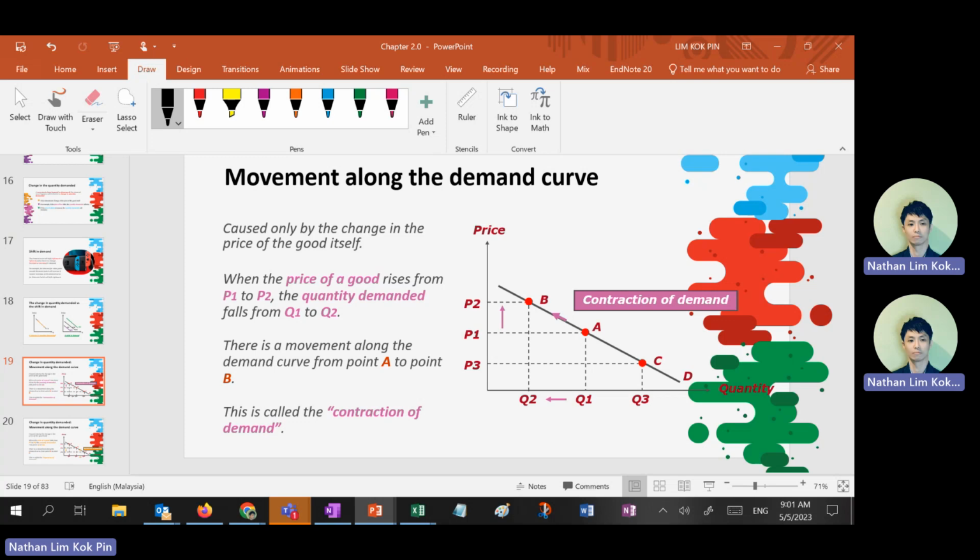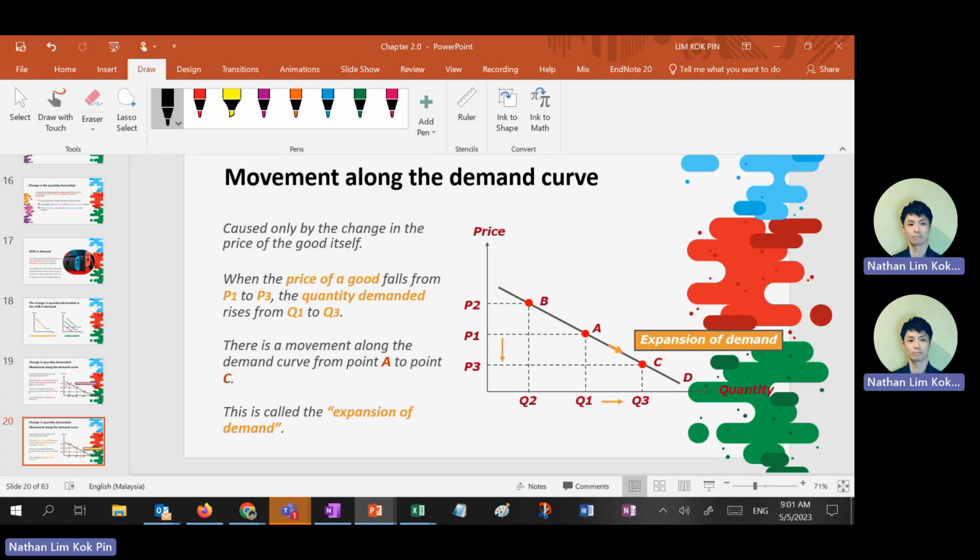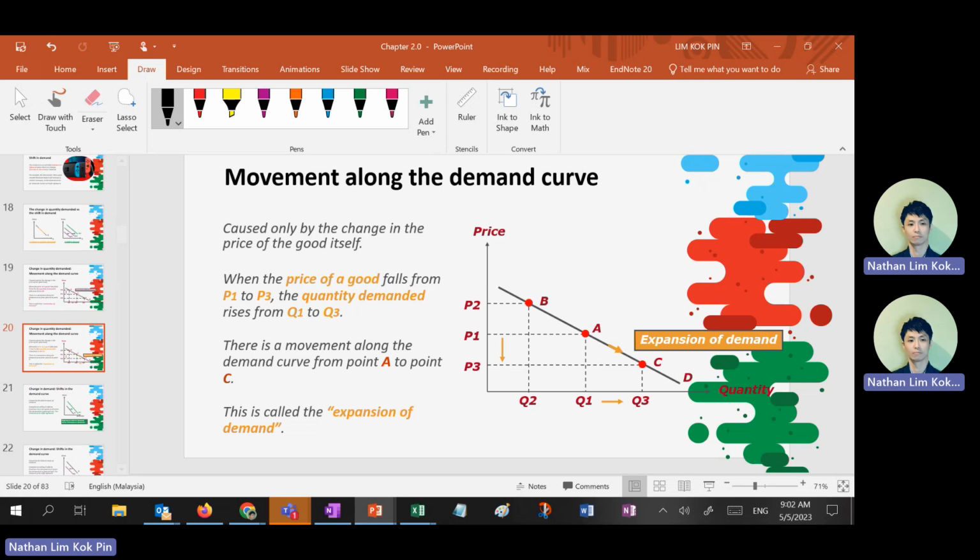Okay. Contraction of demand is movement along for quantity demanded decrease. Increase or decrease? Decrease. Price increases, quantity demanded decreases. This one is movement along. Expansion is for an increase in quantity demanded. Expansion of demand. If you are not good with quantity demanded thinking, use expansion of demand. It means the same thing: quantity demanded increases. This is due to the price of the good itself decreasing. Any question on this?